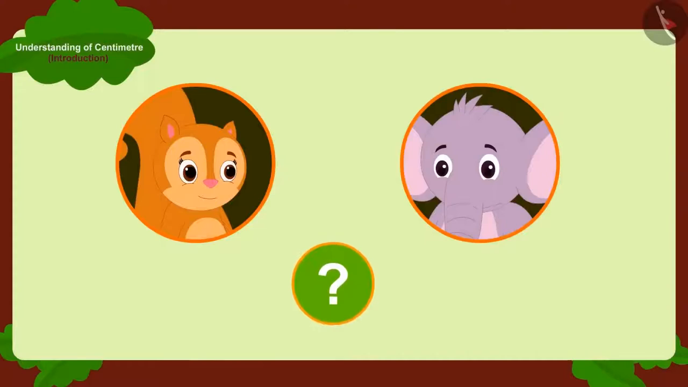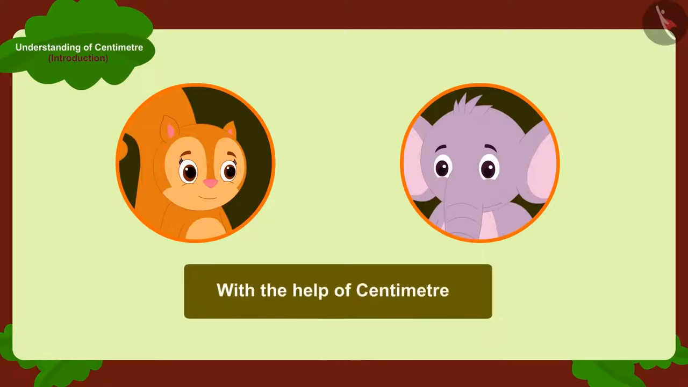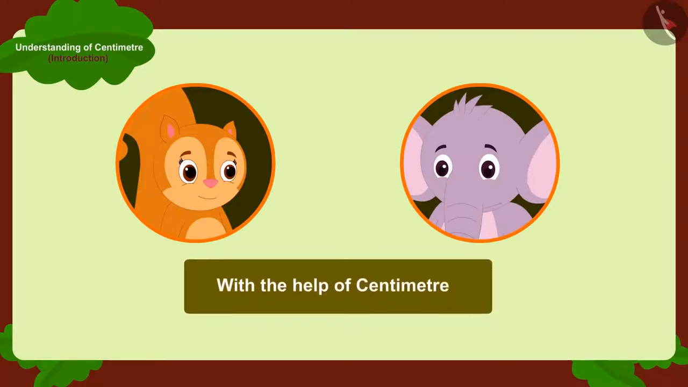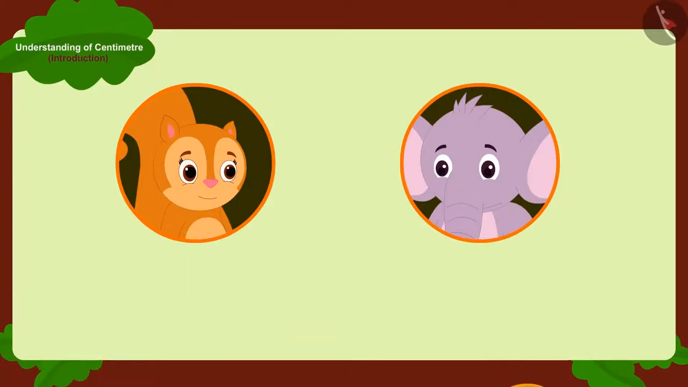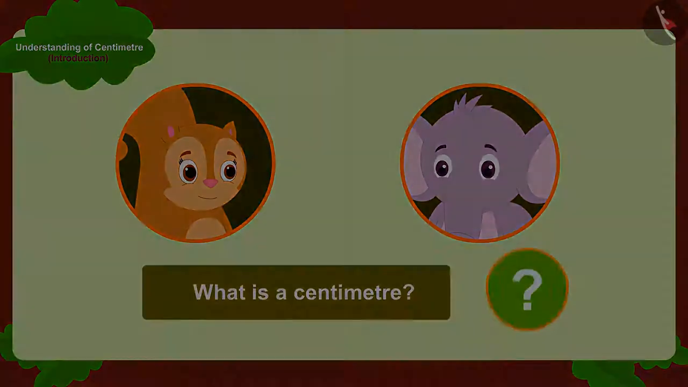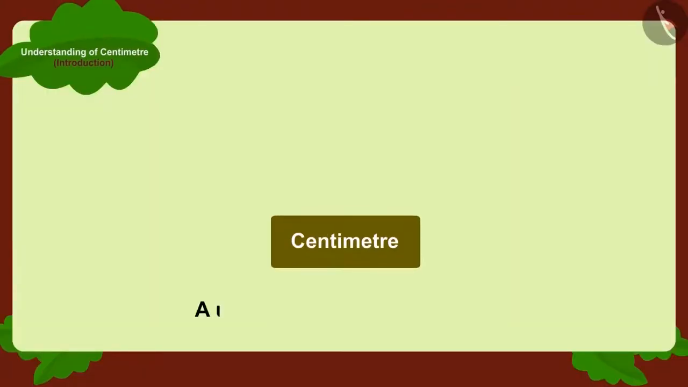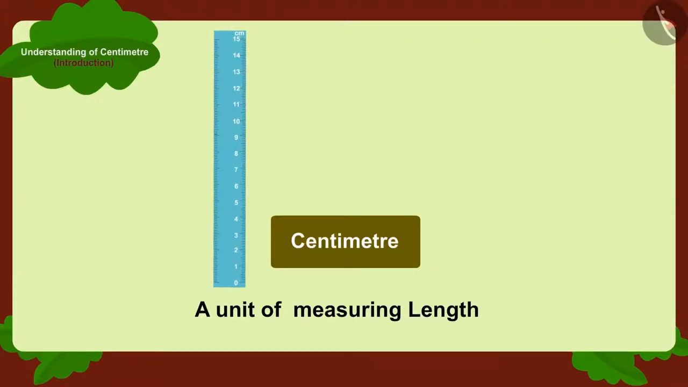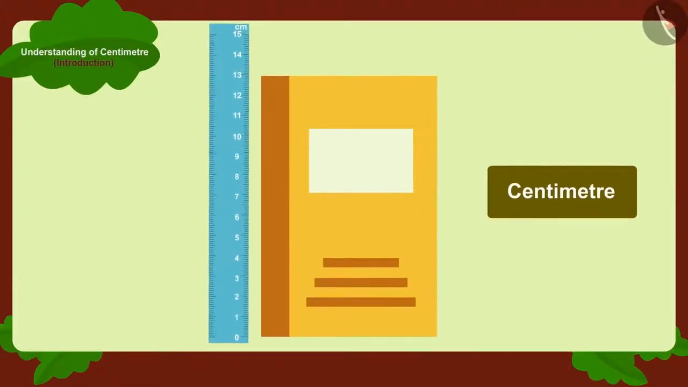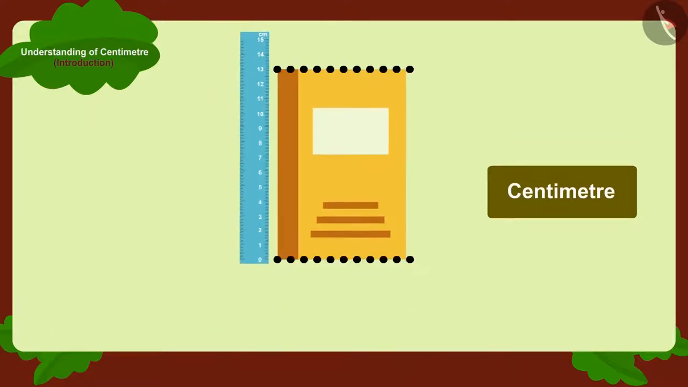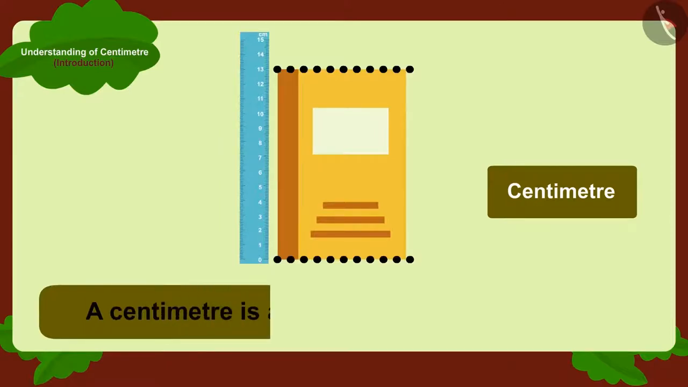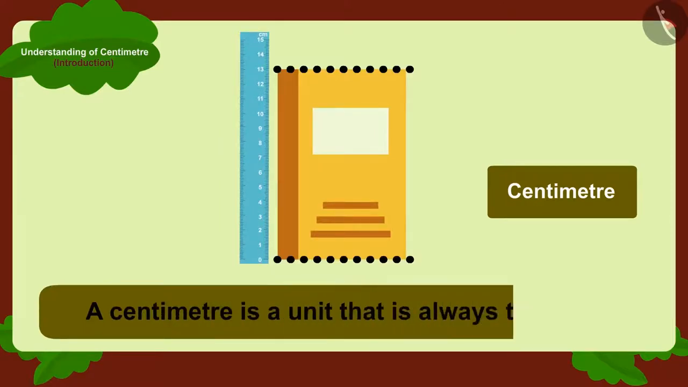Appu told Chanda that she can solve all these problems in a very easy way, with the help of centimeters. Chanda could not understand anything. She immediately asked Appu, "What is a centimeter?" A centimeter is a unit of measuring length. We can measure the length of any object in centimeters, and centimeter is a unit that is always the same.